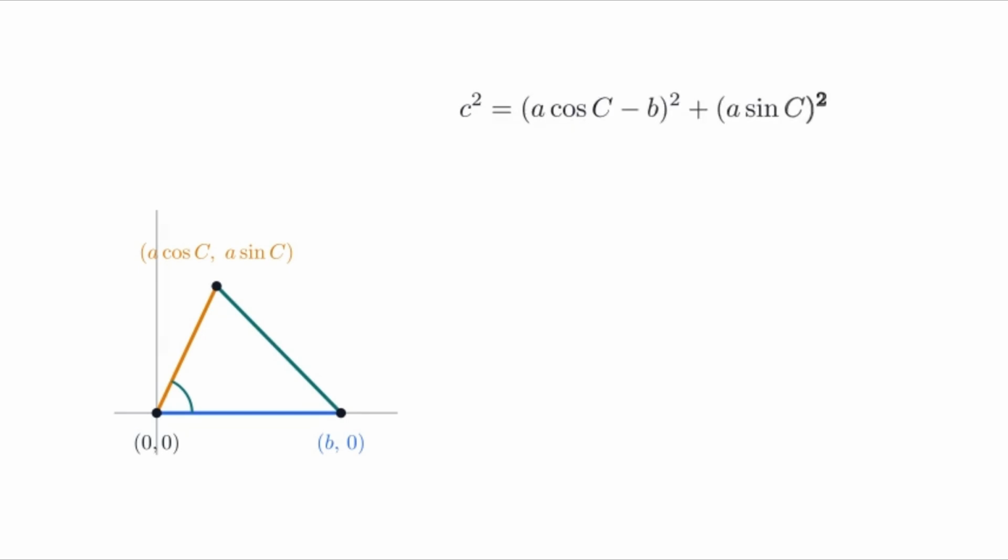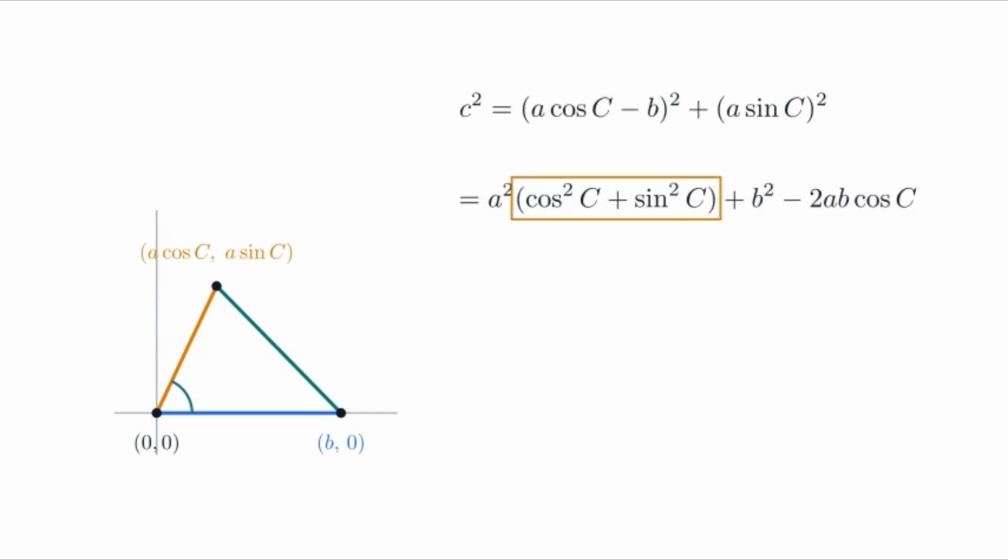And it isn't a guess. Drop the triangle onto coordinates. Park C at the origin, and lay side B flat along the axis, so A sits at (b, 0). Then B is just a step of length a at angle C, so its coordinates are (a cos C, a sin C). Now c is only the distance between those 2 points.